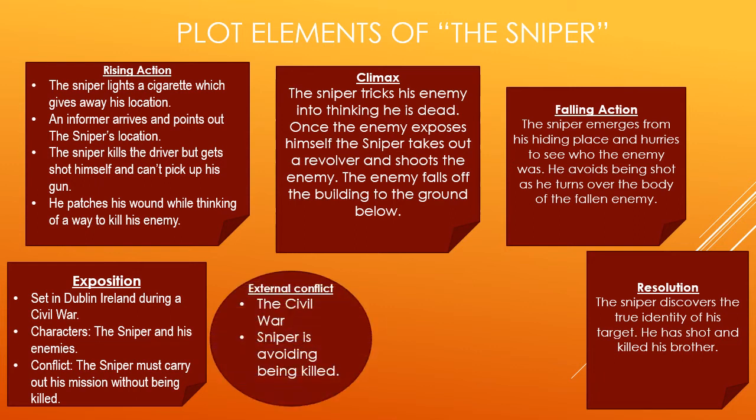So let's talk about what type of conflict this was. This had an external conflict. So there were matters outside of the sniper's self. He wasn't conflicted within himself, but the conflict came from outside of him. So we have the Civil War. That is the major conflict, the war between the Irish Republicans and the Free Staters. And the sniper also has to avoid being killed. So that's another conflict that he has to overcome.